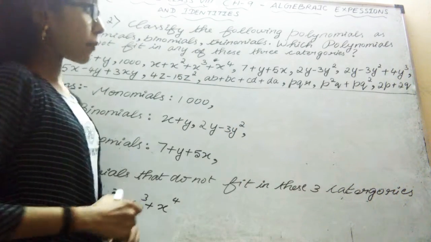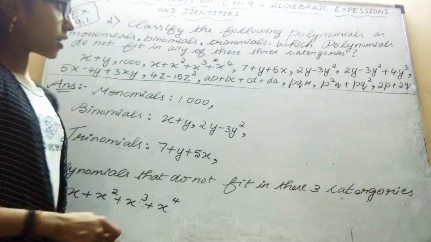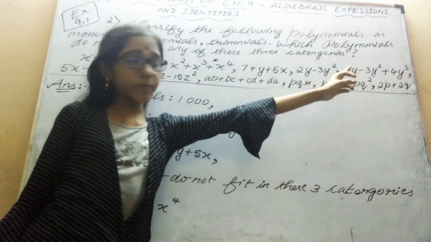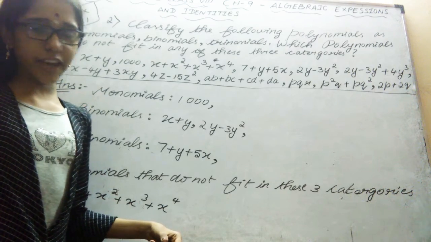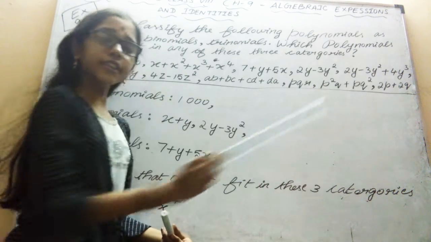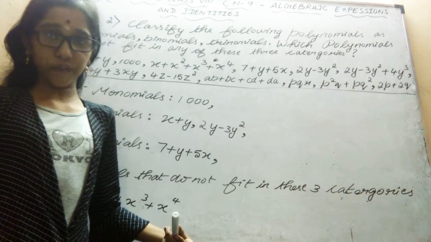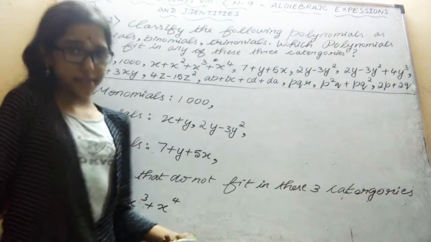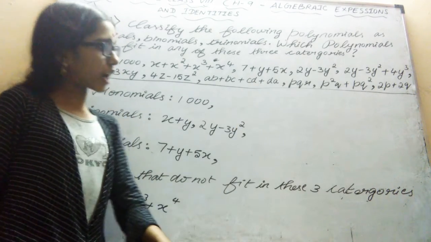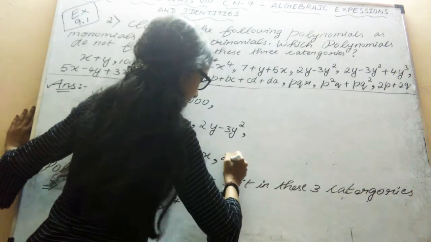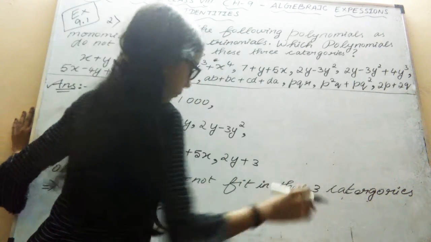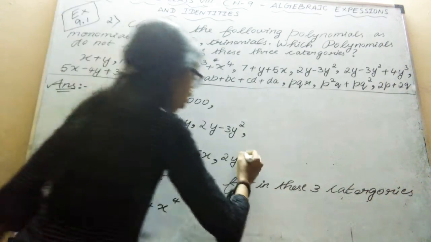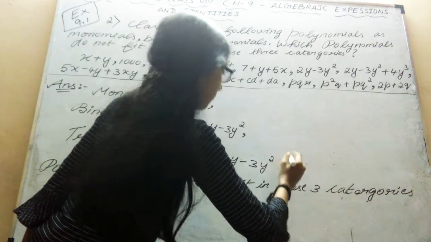The next one is 2y minus 3y square plus 4y cube. In the first term the variable is y power 1, in the second it is y power 2, and in the third it is y power 3. In all three cases the variables are different, which means they are unlike terms and we can't simplify them. Since there are three terms in it, we will classify it as a trinomial: 2y minus 3y square plus 4y cube.